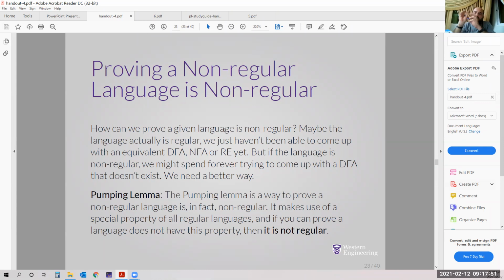So we will use one of the special properties of regular languages, and we prove that this property is not applicable to this language. In that way, we prove this is not a regular language. Sometimes it's straightforward, sometimes I need to do some extra steps. And if you can prove a language does not have this property, then it is not regular. Clear, guys?